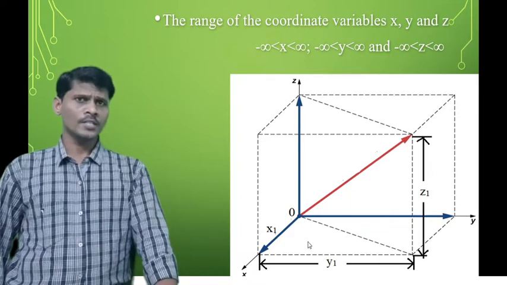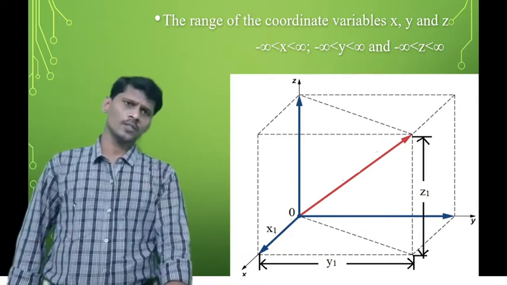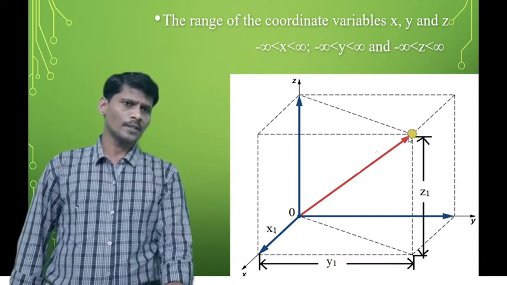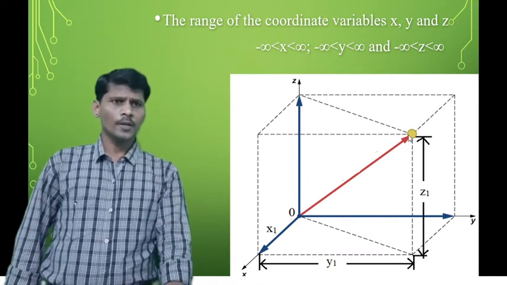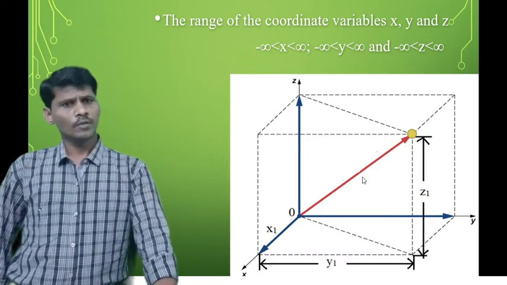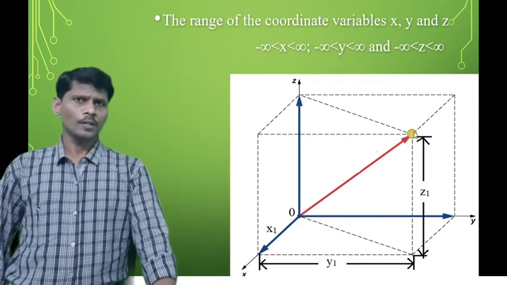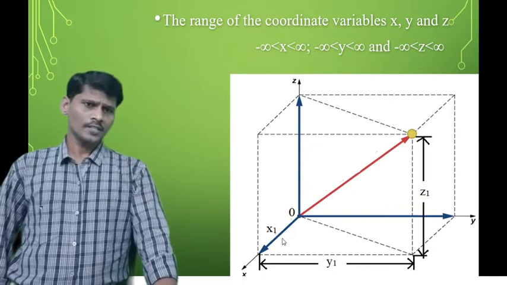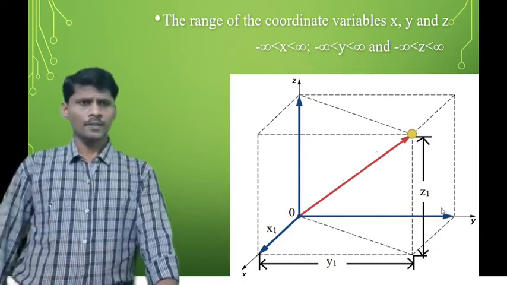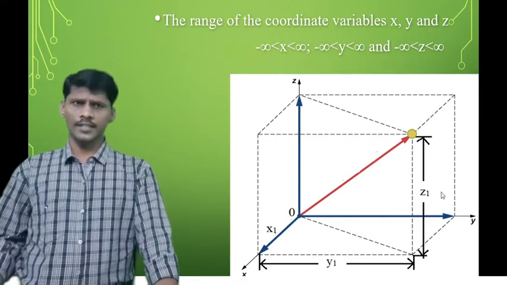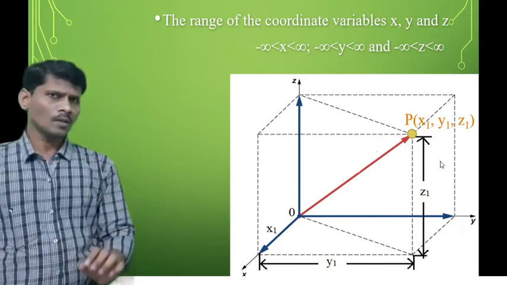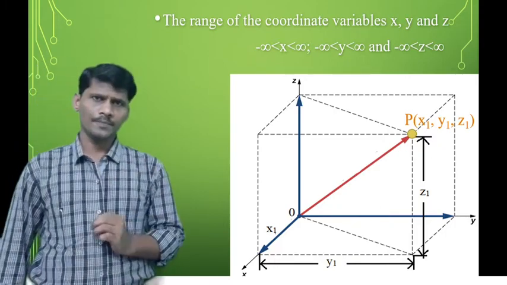What is the example of the Cartesian coordinate system? The cube, and this is the cube. Consider point P moving from the origin. At that point P, x1 is the distance in x direction, y1 is the distance in y direction, and z1 is the distance in z direction. Therefore, the point P is P of x1, y1, z1.